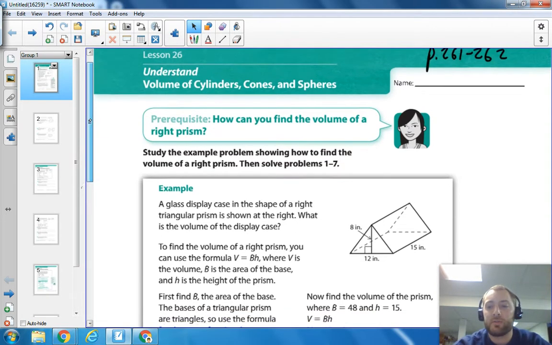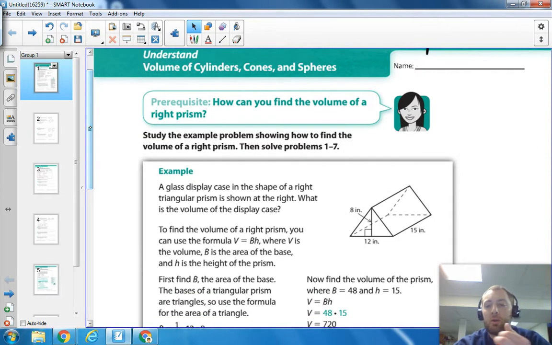Again, this is all about finding volume, and I know in the lesson video that goes along with this, we reviewed volume of prisms, and then we started talking about volume of those shapes with circles in them, like cylinders, cones, and spheres. This homework is mainly going to deal with different types of prisms. So it's still a good refresher, and it's basically using the same general formula. Let's take a look at the example at the top.